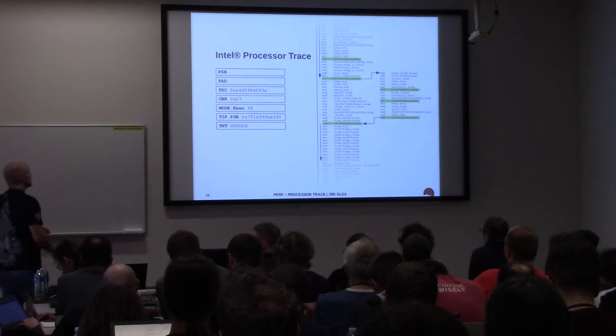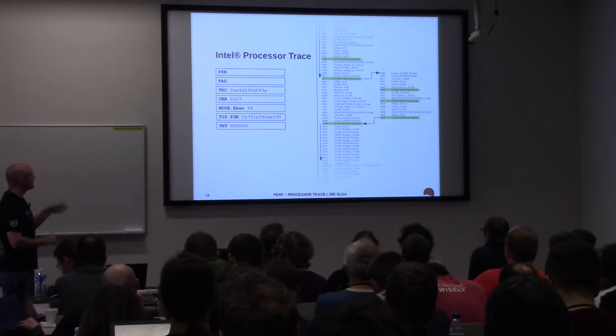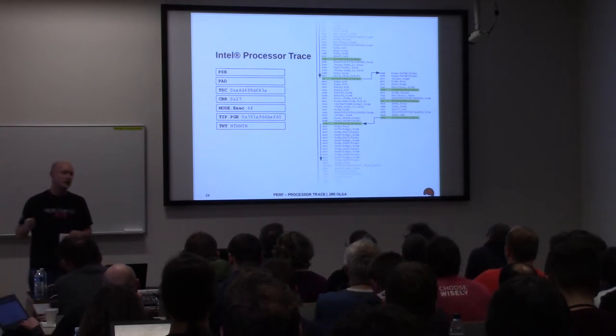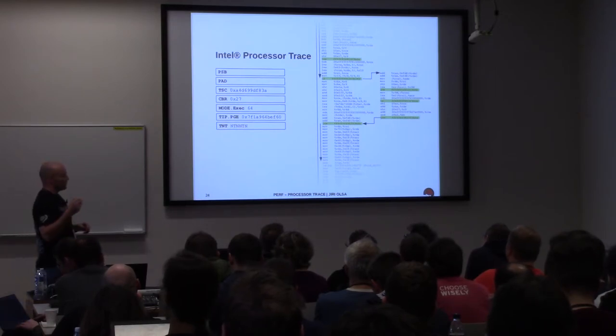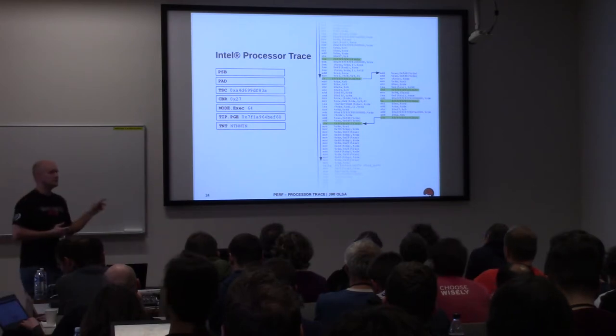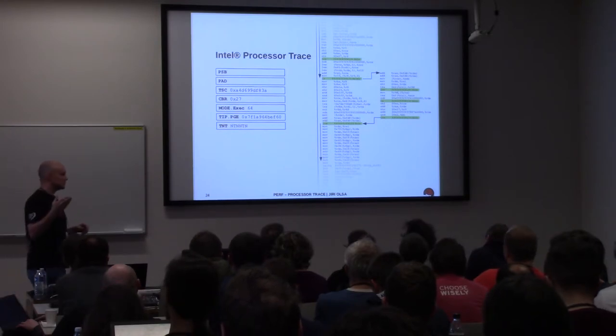When you are ready to decode, there's the most common and most important packet in processor trace. It's TNT. It stands for taken, not taken. And it's decoding the branches. Basically, for every conditional branch in the trace, you have one bit in this packet. So the decoder needs to have the binary. It goes through the code.